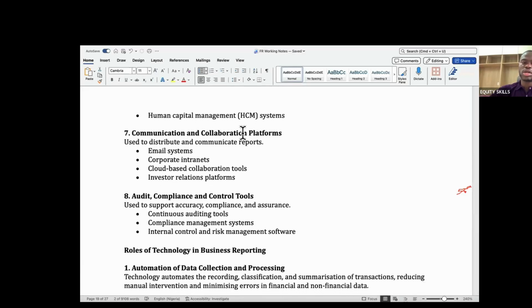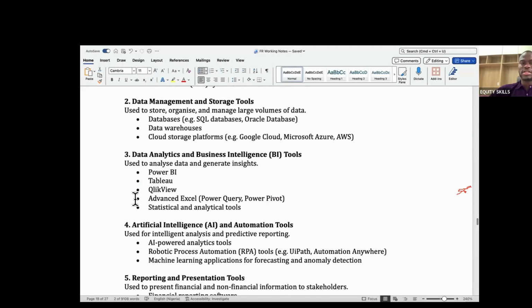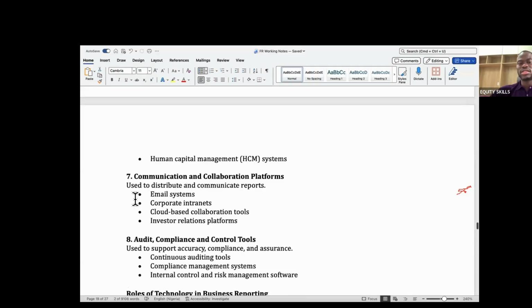Also, communication and collaboration systems or platforms like email. Some companies have intranets where they can communicate within the organization. There are cloud-based collaboration tools, investor relations tools. So even audit. So these are areas that technology has disrupted, they have evolved it, they have improved it, and we cannot be left out.